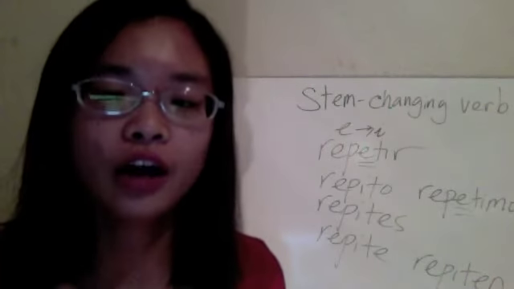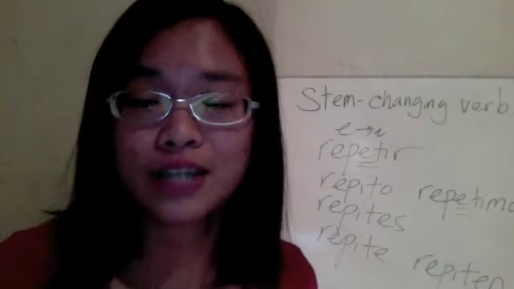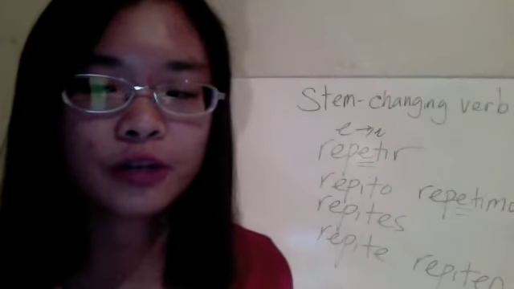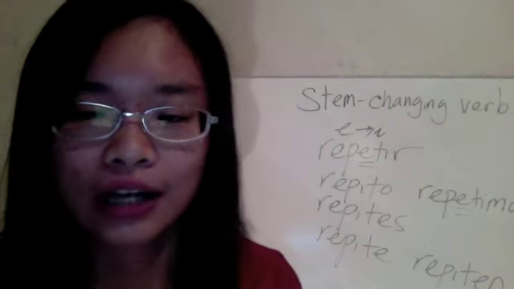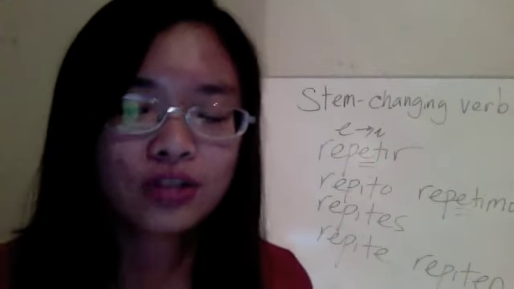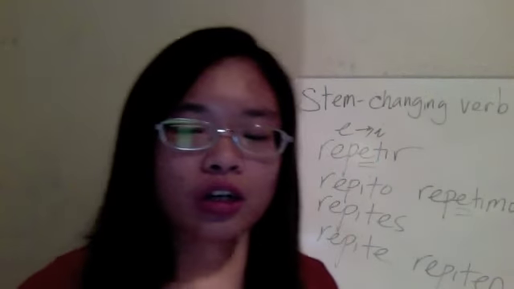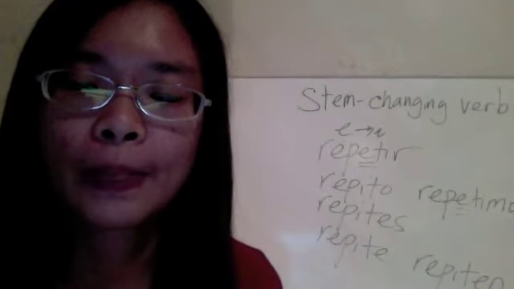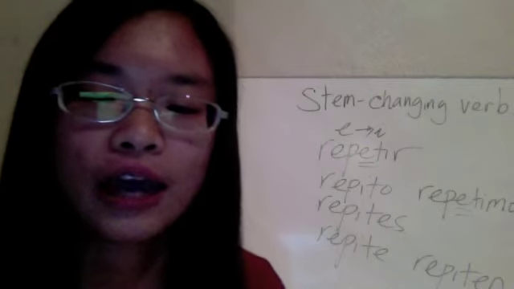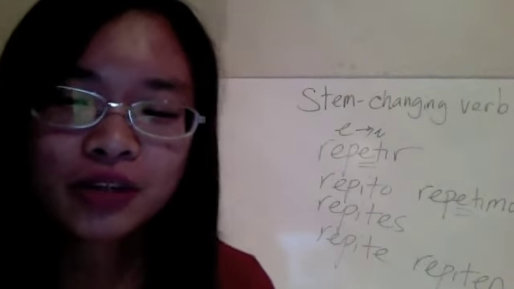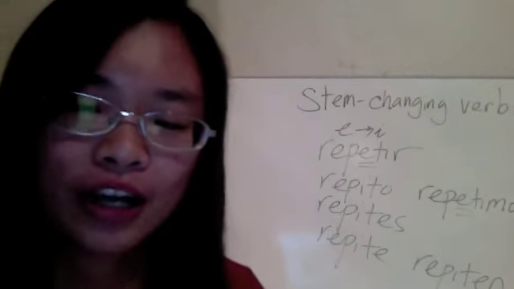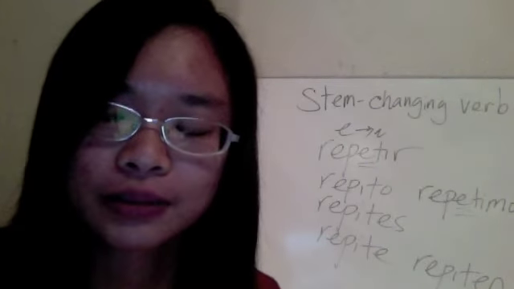Please notice that not all verbs in Spanish are stem changing verbs. Some verbs like to study, estudiar, to practice, practicar, to eat, comer, to live, vivir, are not stem changing. When you conjugate them, they do not have stem change. When you conjugate them, simply take off the AR or ER or IR and plug in the endings.